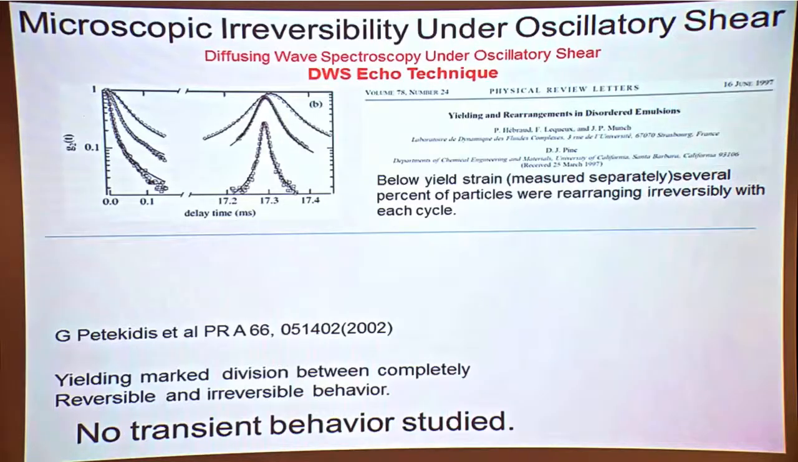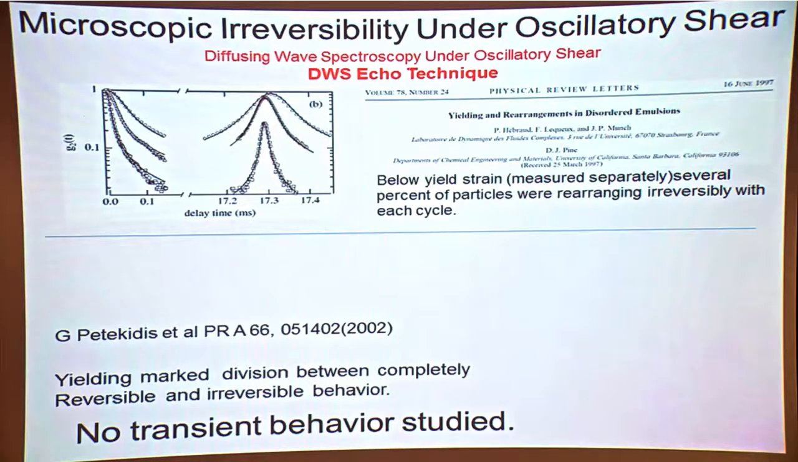Okay, so now coming to oscillatory shear. So far we had been looking only at steady shear, and in all these experiments the shear rate was quite small, 10⁻⁵, and the idea was to look at the deformation pattern.